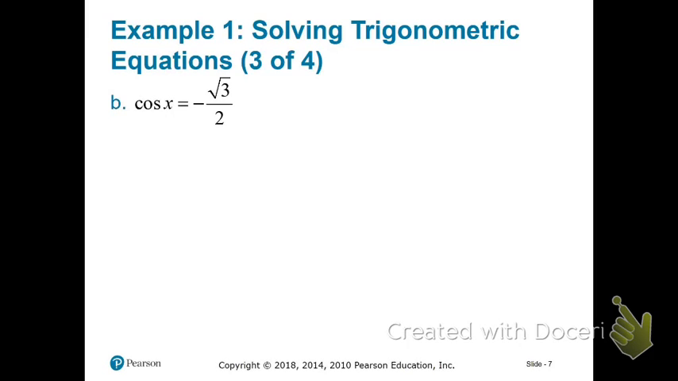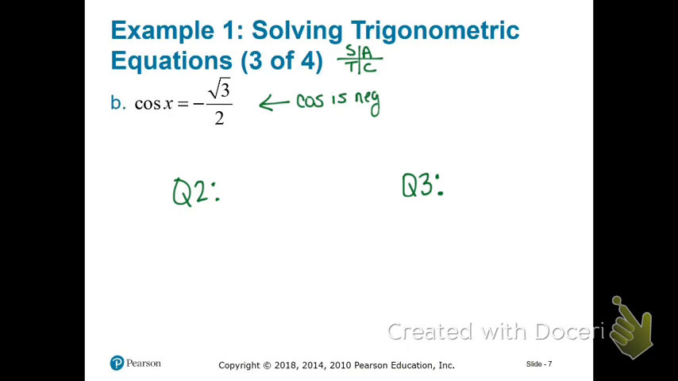Okay, for B, we're going to do the same thing. So we're looking for where cosine of x is equal to the negative square root of 3 over 2. So the first thing is, what quadrants are we in? Well, we're looking for where cosine is negative. So, yeah, 2 and 3, right? All right, so I'm going to have a quadrant 2 answer. And I'm going to have a quadrant 3 answer.